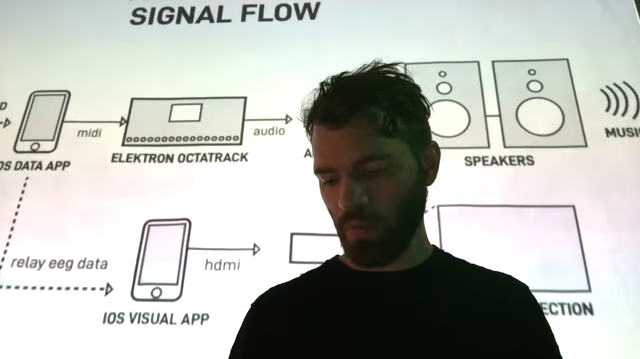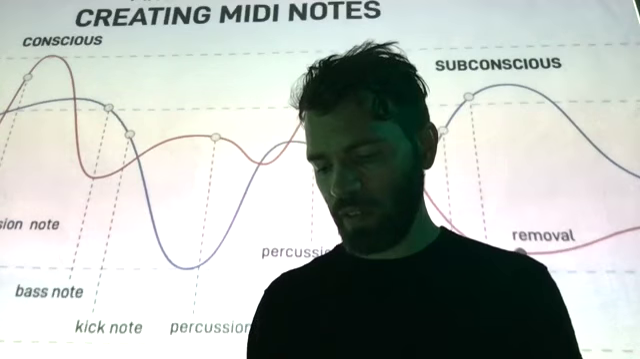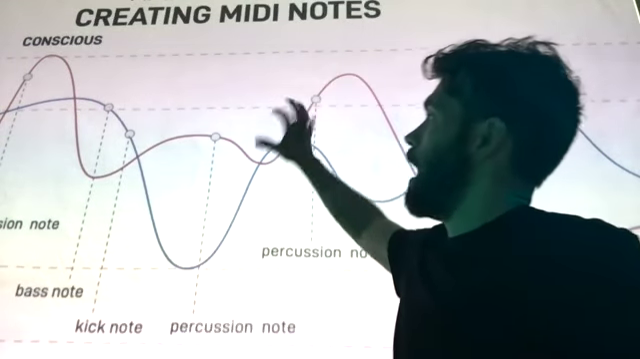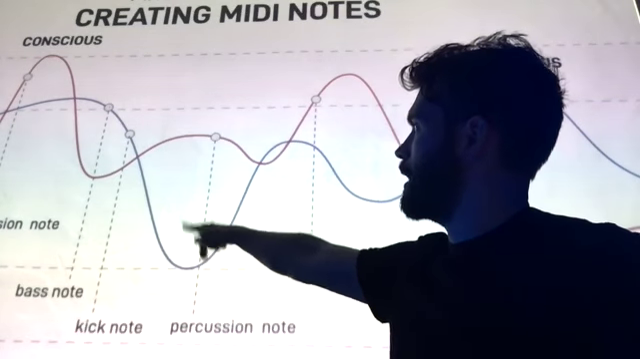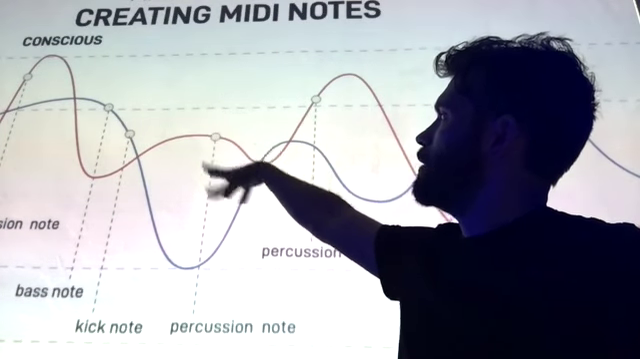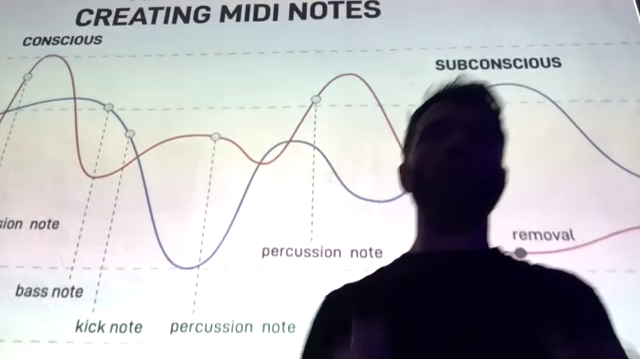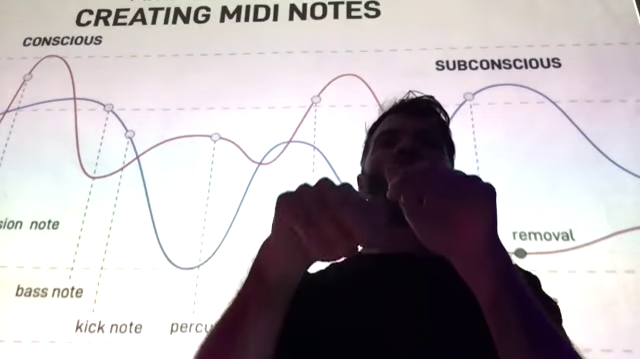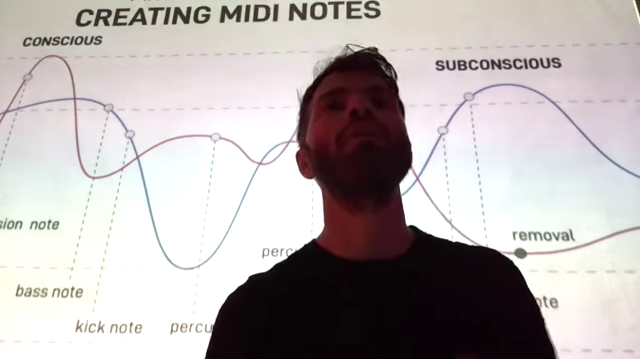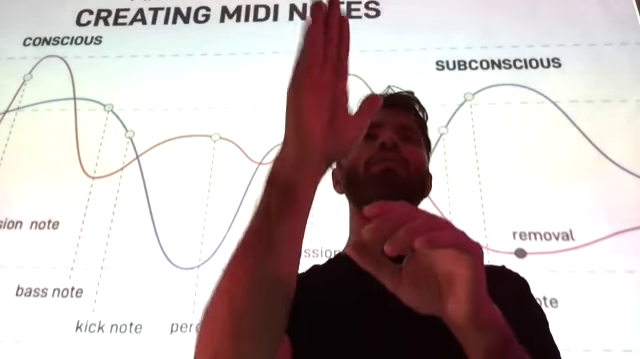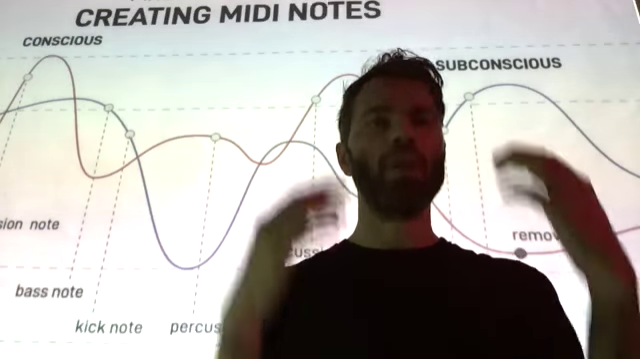So that's the signal flow. This one is how I make MIDI notes. As the alpha and delta switch, see where this kick, bass, and percussion is? Based on the relationship between conscious and subconscious, it's like surfing. As I'm going up and down these waves, when I hit certain points, it can add a kick, or go lower and it'll add bass. And then riding back up on these waves, I can add percussion. And if I drop them all, I can remove them if I clear my mind.